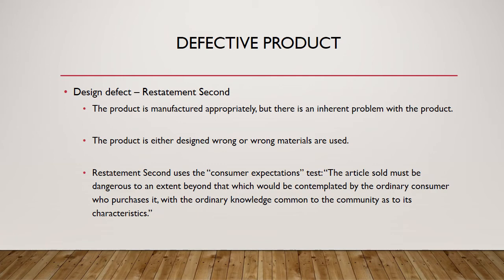So the Restatement Second uses what's called the consumer expectations test. And this is stated as: the article sold must be dangerous to an extent beyond that which would be contemplated by the ordinary consumer who purchases it, with ordinary knowledge common to the community as to its characteristics. So this definition of the consumer expectations test should be real familiar, because it's almost the definition Tennessee law uses for when a product is considered unreasonably dangerous. So in Tennessee, they've more or less adopted the Restatement Second approach.